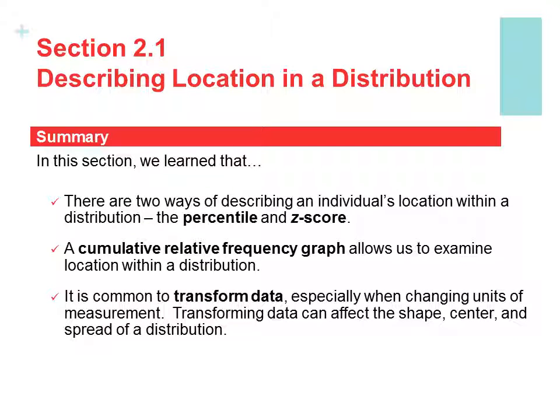Just as a summary, we learned that there are two ways of describing an individual's location within a distribution, our percentile rank and our z-score. A cumulative relative frequency graph allows us to examine location within a distribution. It's common to transform data, that's when we're adding or multiplying, especially when changing units of measurement. Transforming data can affect the shape, the center, and the spread. Just remember, adding and subtracting only affects the center, and multiplication and division will also affect the spread.